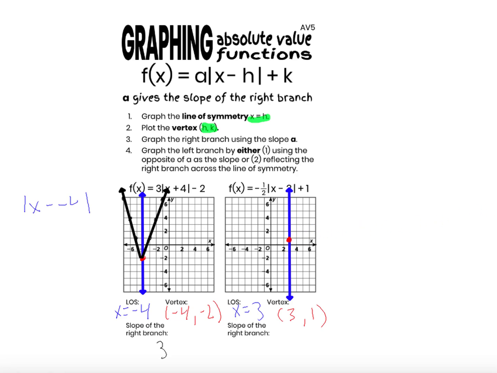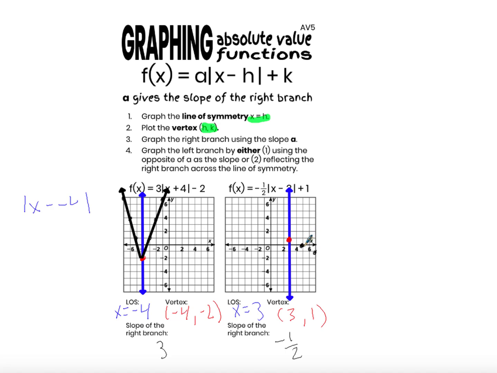Finally, next I'm going to graph the right branch using my coefficient as the slope of my right branch. So the slope of my right branch will be negative 1/2. Down 1 over 2. Down 1 over 2.